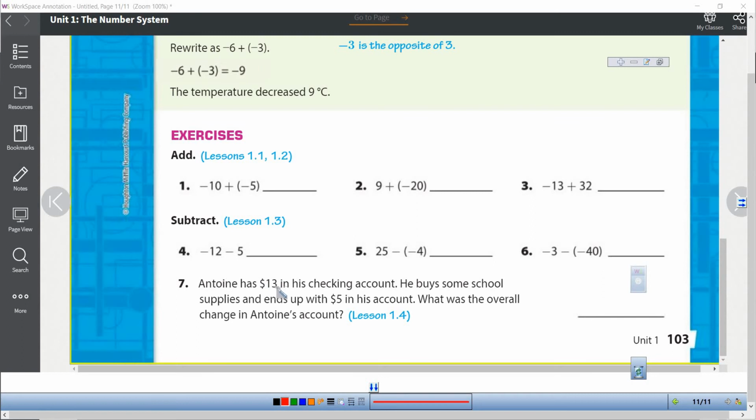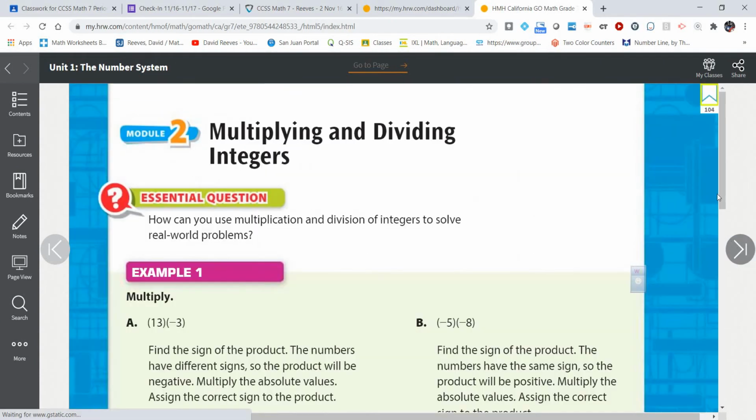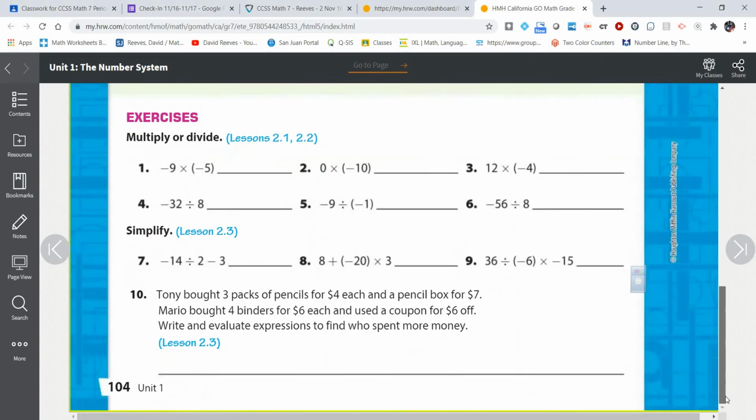I don't know. He has $13 in his checking account. He buys some school supplies and ends up with 5. All right, so if we say 13 minus 5, what do we get? We get 8. But what was the overall change? It was negative $8, right? Negative $8. Wow. That one was much, much easier than the other ones we were doing. I like that one. What about this one?